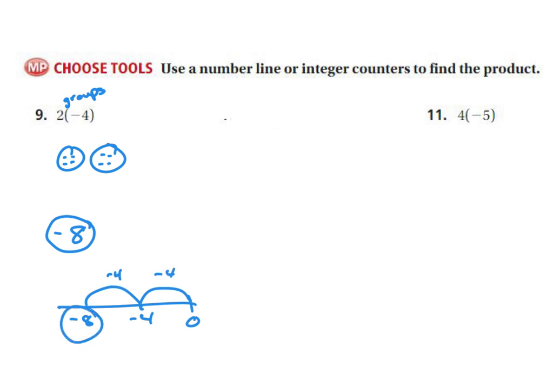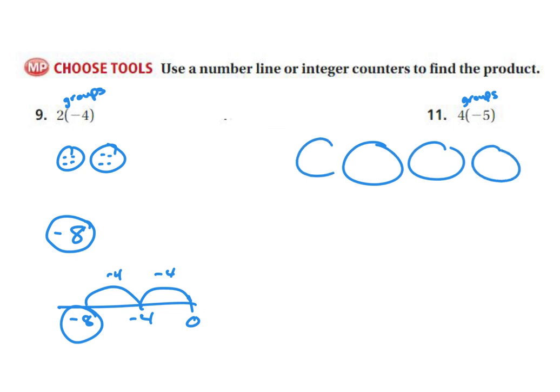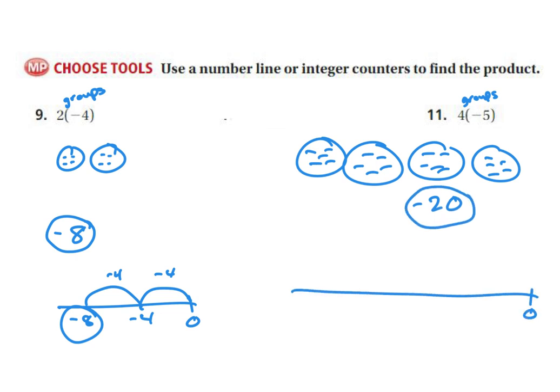If we do integer counters for 11, we'd have 4 groups of negative 5. And if you count all those up, you'd have 20 negatives. If we did the number line, we would start at 0, and we would make 4 jumps of negative 5. And we'd end up here: negative 5, negative 10, negative 15, and negative 20.